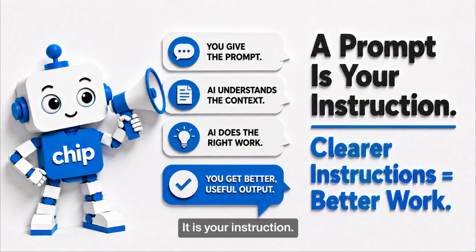It is your instruction. Think of AI like a new helper you have just hired at your shop. They are smart and willing. But they do not know your business yet. If you say, do something, they stand there confused. But if you say, write 3 polite WhatsApp messages to remind customers about unpaid bills, keep each one under 50 words, do not sound threatening, they get to work immediately and give you exactly what you asked for. That is the difference a prompt makes.